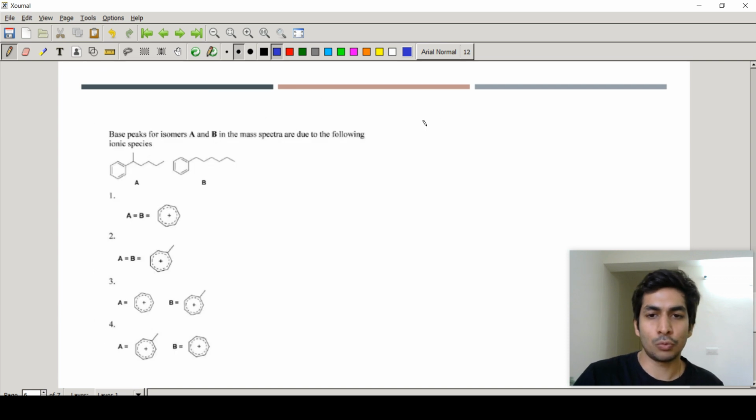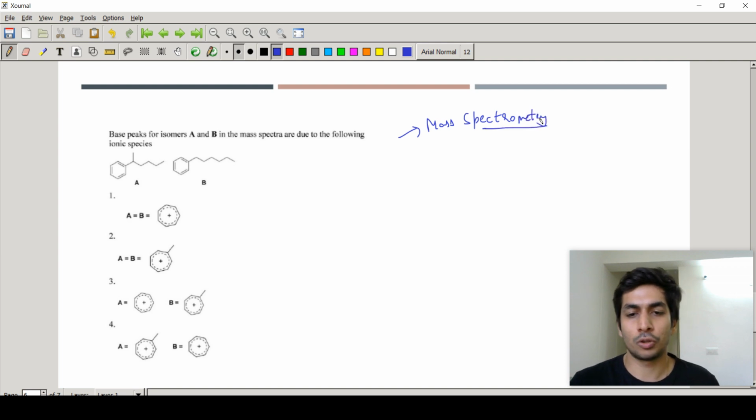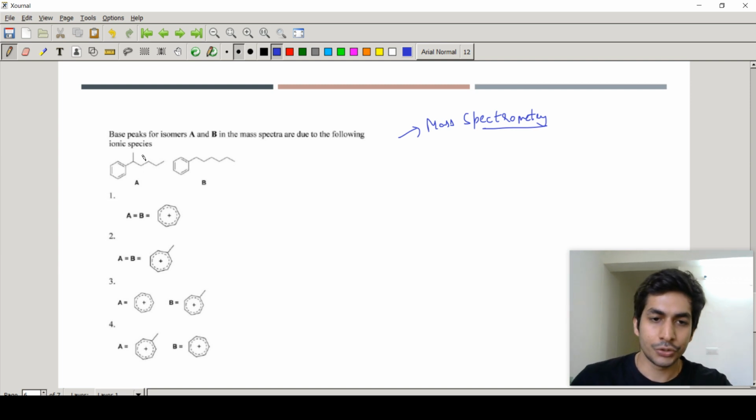So this was a simple question from mass spectrometry, and you would have seen there was a mass spectrometry question in the 15 December 2019 exam as well. Both of these questions were quite simple. The question says that the base peaks for isomers A and B in the mass spectra are due to the following ionic species. So you have to identify which ionic species gives the base peak.